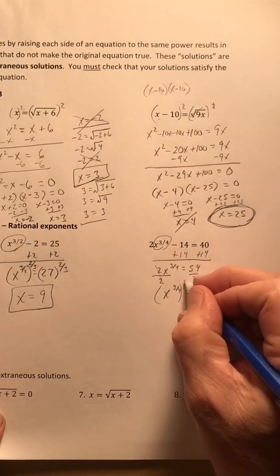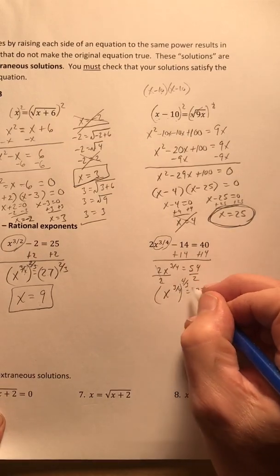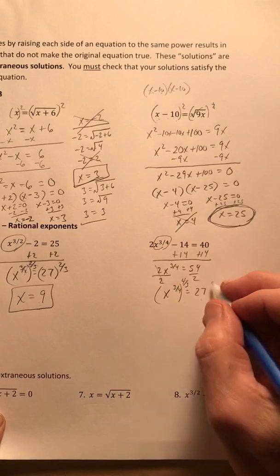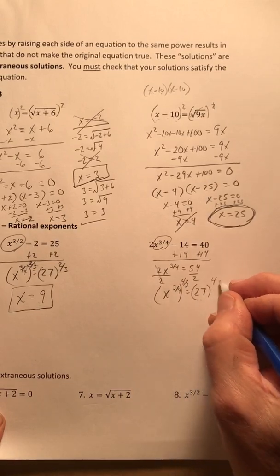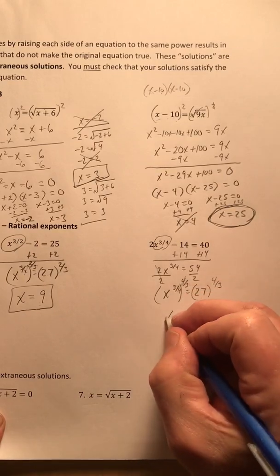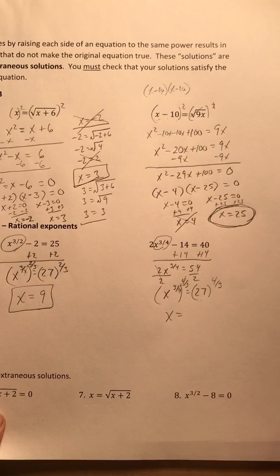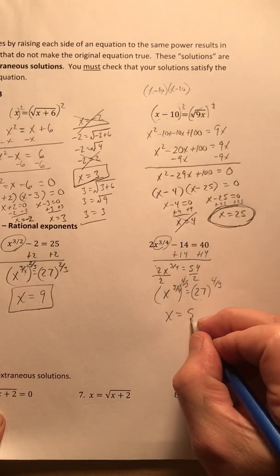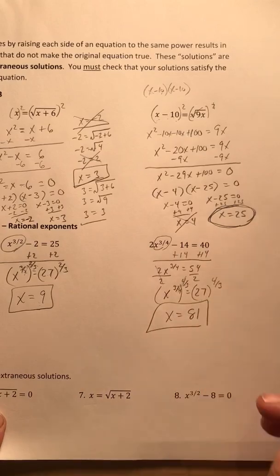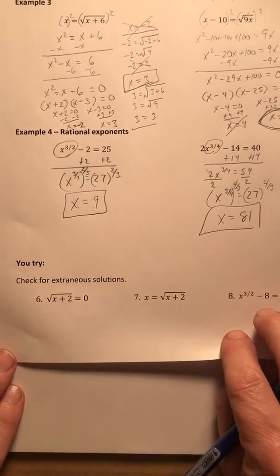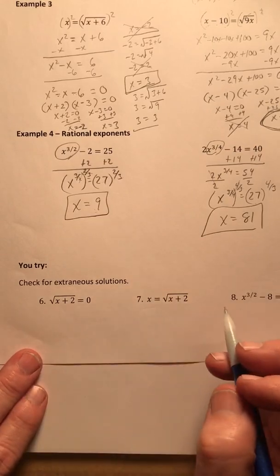And we got to do the 4/3 power. Again, the reciprocal power, so you flip it. Whatever we do to one side, we have to do to the other side. 4/3 power. So these cancel out, and I get x equals 27 to the 4/3 power. Again, put that in the calculator, you get 81.